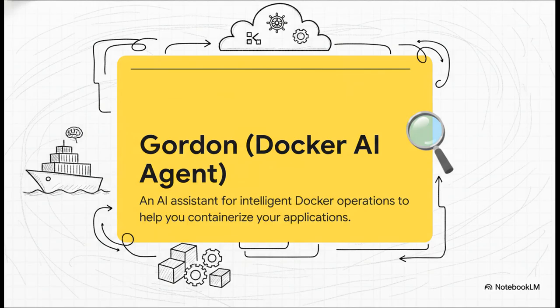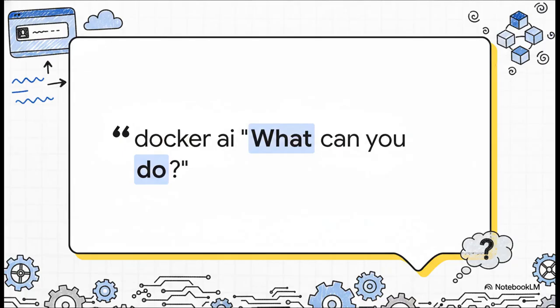So, first up we have Gordon. This is the Docker AI agent. It's actually built right into Docker Desktop now, and its whole job is to help you with all things containers, building images, running them, you name it. And getting started with it is so easy. You can literally just open your terminal and type "docker ai, what can you do," and it will just tell you what it's capable of. The barrier to entry, it's just gone.